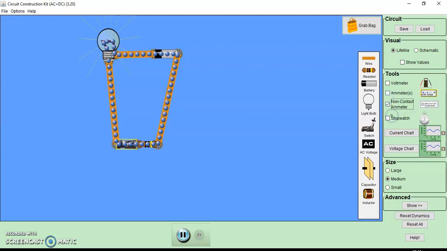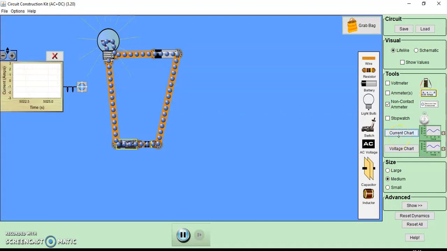So when I use this ammeter, I'll get to know the amount of current in the circuit. I can make use of a current chart also. See students, when I bring this cross over the wire, what do I see? I see now the current has started flowing. The current is being shown on the graph.